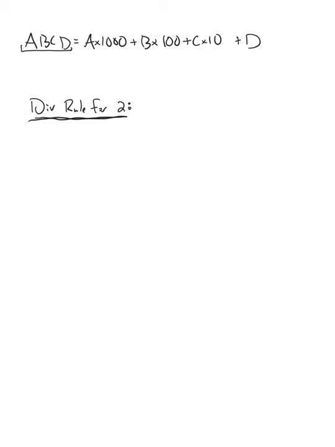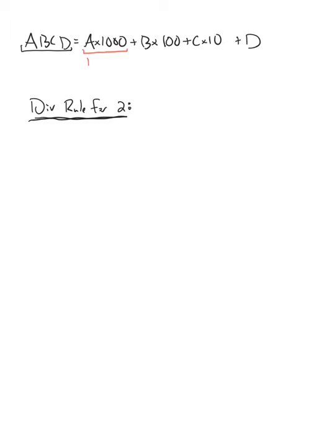And by Theorem 1, we know that A times 1,000 does as well. That's a multiple of 1,000. Any multiple of 1,000 has a factor of 2 as well. Any multiple of 100 has a factor of 2. Any multiple of 10 has a factor of 2. So let's write this in here. Let's mark this down.